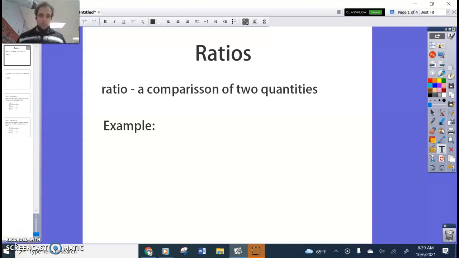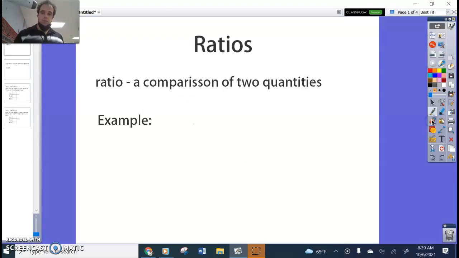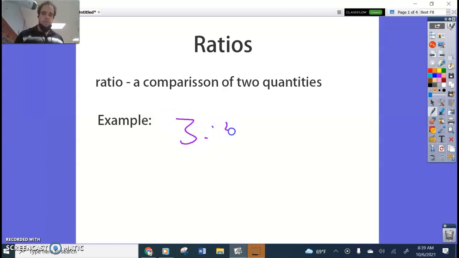Guys, I'm just going to help you solve some ratio word problems really quick and talk about ratios in general. A ratio is a comparison of two quantities. For example, that's 3 to 4. It could be written with a colon. This is a part-to-part ratio.